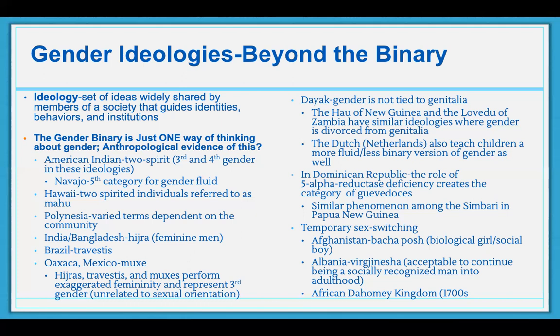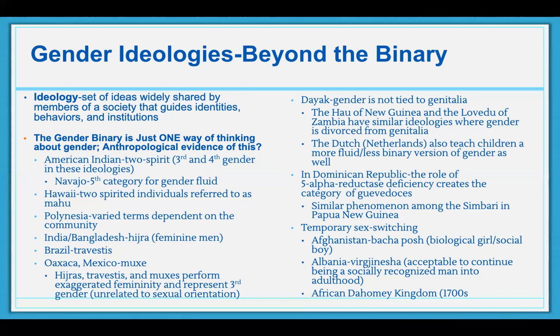Because the American Indians have had people in their society that they refer to as two-spirited forever, and depending on whether it's man-woman versus woman-man, they separate these two, and the Navajo have a fifth for gender fluid. Your book talks about Hawaii and Polynesia, where there are all these varied terms depending on the community, to describe people that we would consider to be transgender and or gender fluid.